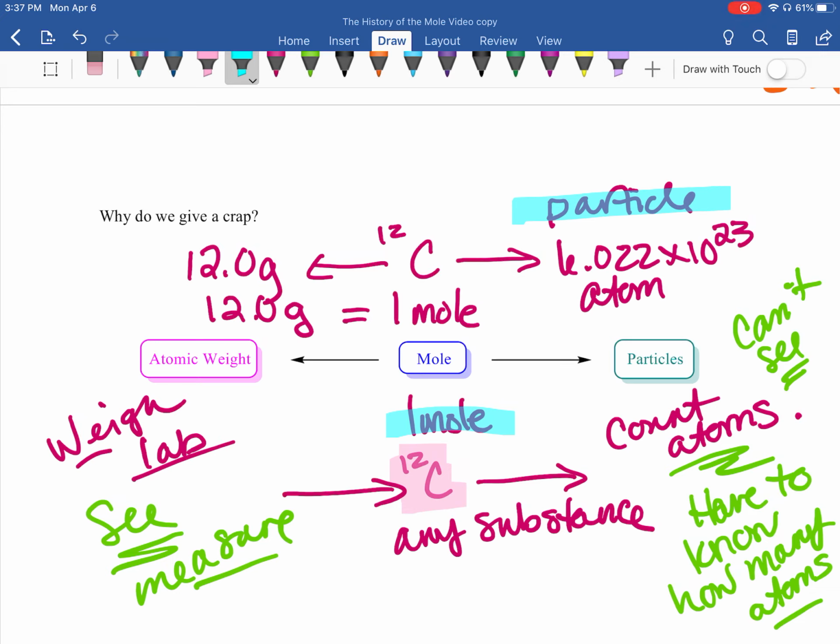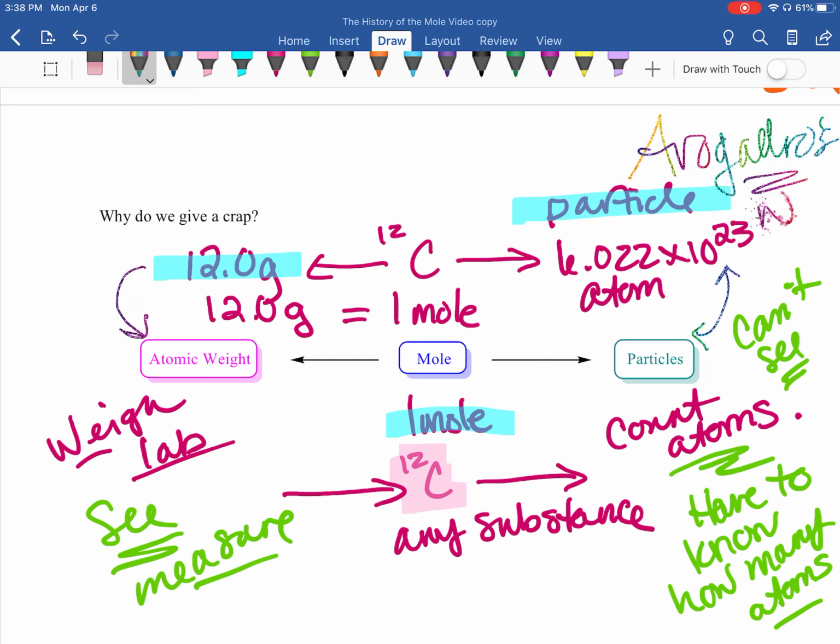Okay, so let's make a connection here. This is awesome. Let's make the connection that that 12 grams, this is a sparkle pen moment, is the atomic weight of carbon. And then let's make the connection here that our count piece is Avogadro's number. Okay, so this is awesome.